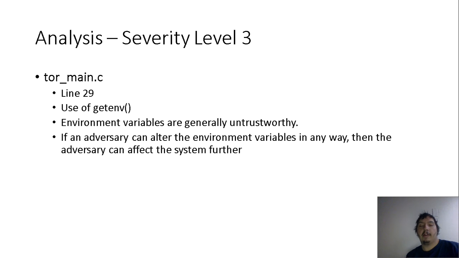Now we're at level 3. Not so serious. I'm going to start omitting some of the hits. There's not 26 here, but I think I'll have like 9 or 10 slides for getting over. Anyway, in tor main.c and main loop as well, it's the same thing: the getenv function, get environment variable. Environment variables are generally not trustworthy, simply because they can easily be manipulated if an adversary can spoof any data about them. And if that can happen, then your adversary can affect your system even further.